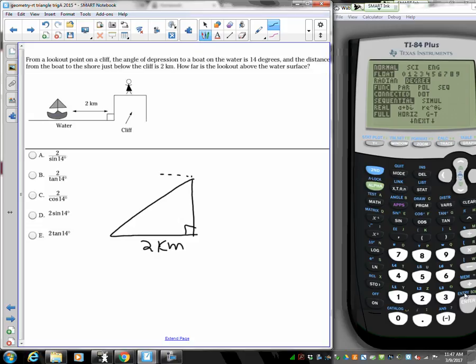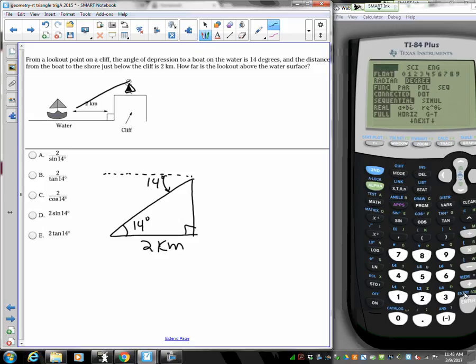Now, remember that the angle of depression is this angle formed when she looks downward. I'm assuming that's a she because she's got a dress on. So this angle is 14 degrees. Recall that the angle of depression and the angle of elevation are congruent. So this angle would also be 14 degrees, and that's the angle that's going to help me figure out the question here.